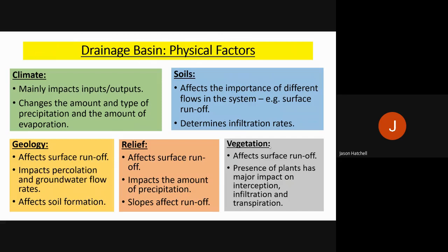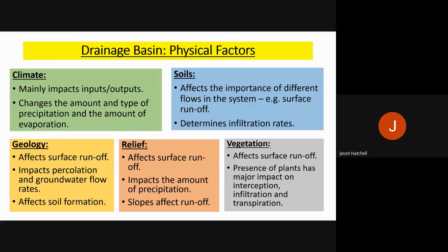For soil, soil is very important because of the different flows that run through the system. For example, surface runoff. So the type of soil is important. And it also determines infiltration rates, the amount of water that can be infiltrated into the soil. The geology as well affects surface runoff. So certain types of geology impact percolation and the ability of the water to percolate through the rock, and groundwater flow rates as well. And this also affects the soil formation in the area too.